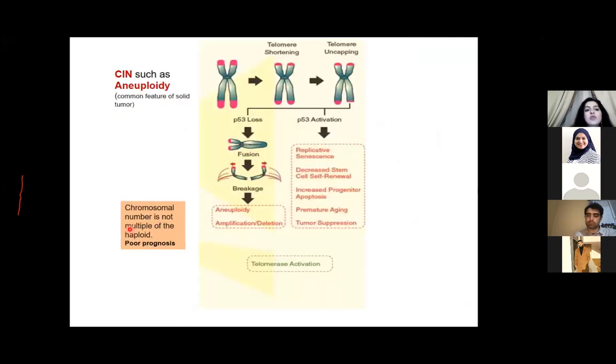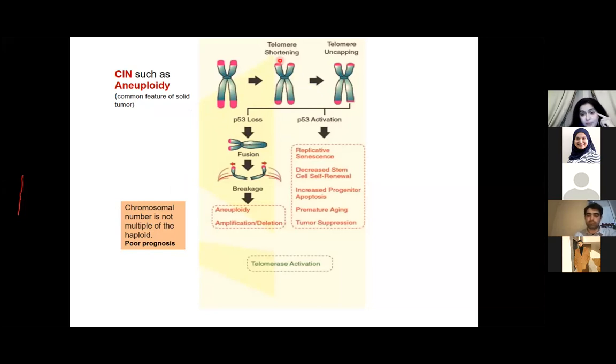What about the chromosomal instability? Chromosomal instability is one type of aberration taking place in a cancer cell as well. As you can see here, a cancer cell multiplies very rapidly. The cell cycle is very short, and this can lead to progressive telomere shortening. And this is a common feature of solid tumors, that the chromosomal number is not exactly a multiple of the haploid number, which is a poor prognostic sign.